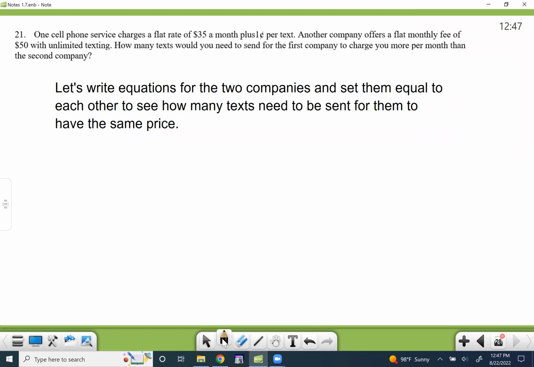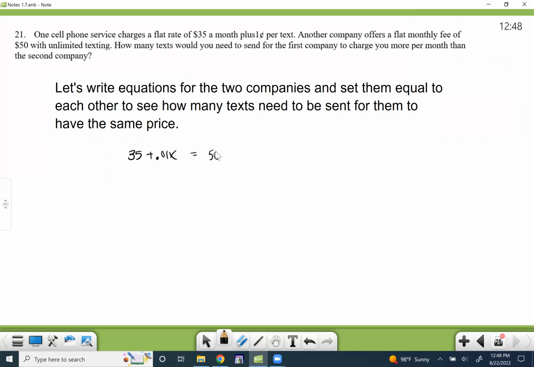All right, so for company number one, they're charging you a flat rate of $35 plus 1 cent per text. So don't forget to write 1 cent as 0.01. I have some students who put 0.1, and that's actually 10 cents. 0.01 would be 1 cent. Then the other company is just going to charge you a flat 50. It's not like $50 per anything, it's just a flat rate of 50.